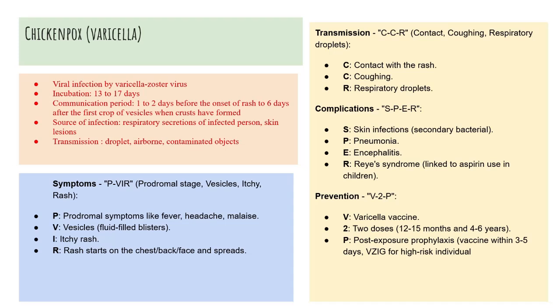Next, prevention is B2P: varicella vaccine, 2 doses. The first one at 12 to 15 months, the second one at 4 to 6 years of age. Then post-exposure prophylaxis, that is the vaccine within 3 to 5 days, and immunoglobulins can be given to high-risk individuals like immunodeficient kids.